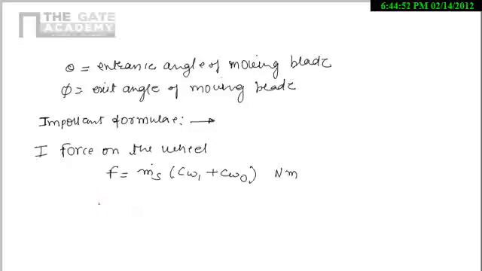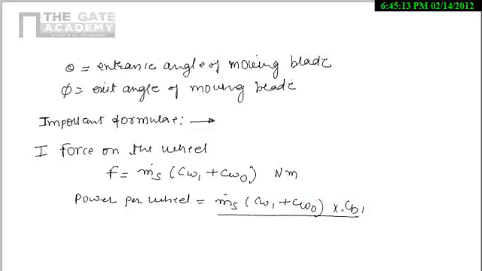Similarly, here I can also calculate the power. Power per wheel will be ms dot into (Cw1 plus Cw0) into Cb1, that is blade velocity, divided by 1000, so I will get in terms of kilowatt.